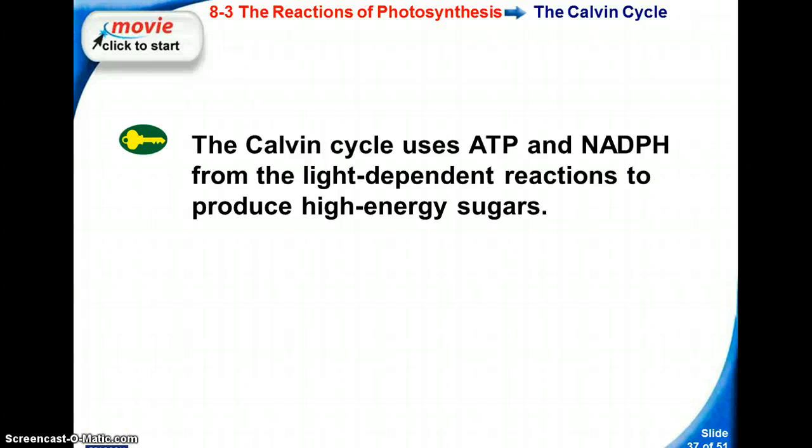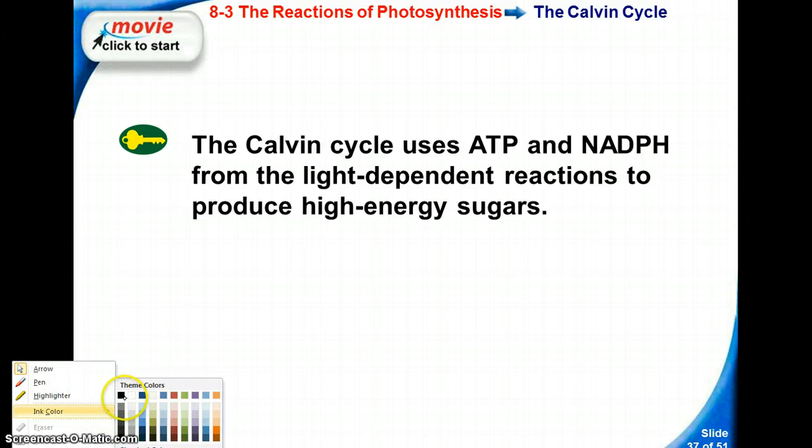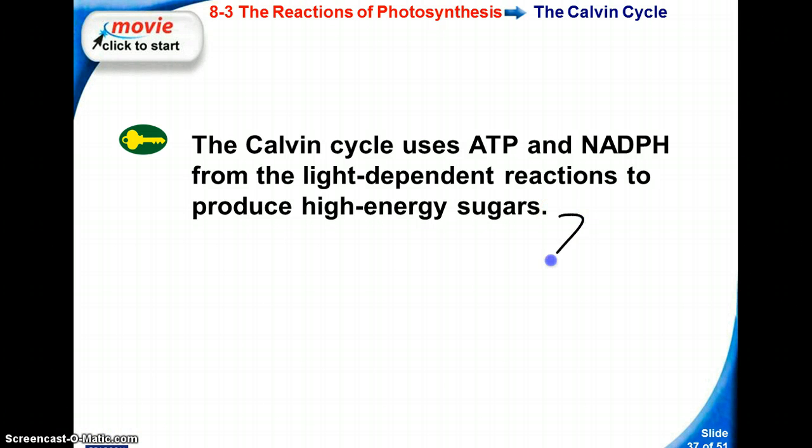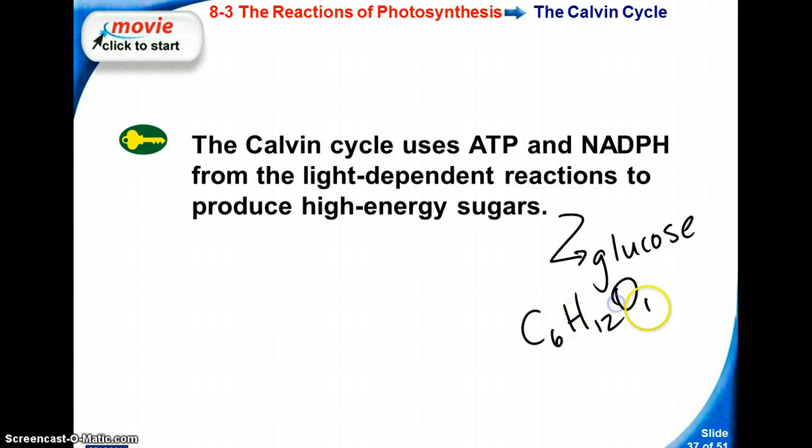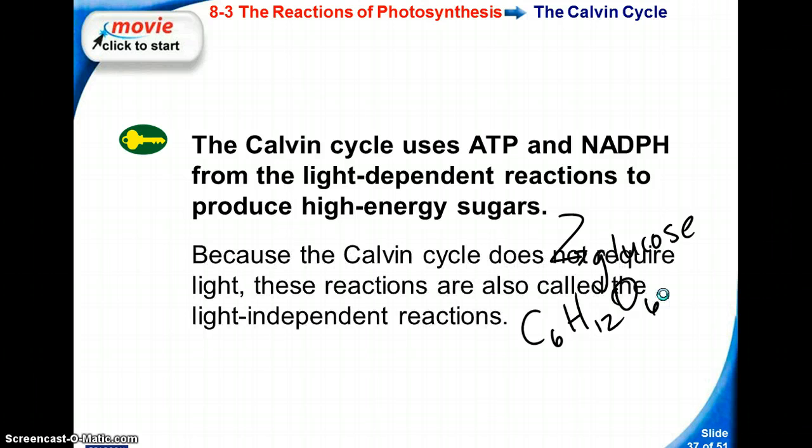So the sugars, we're talking about glucose, and just keep in mind this glucose, the chemical formula is C6H12O6. All right, so let's take a look at how that happens.